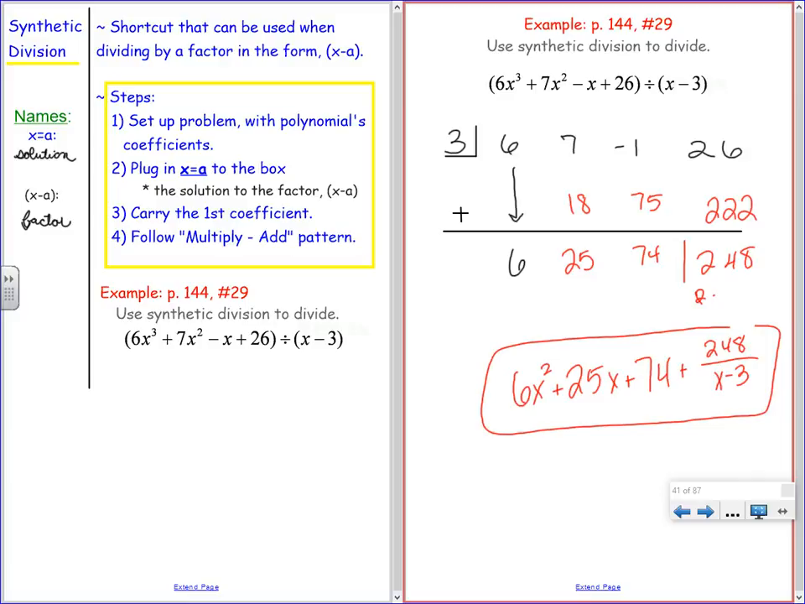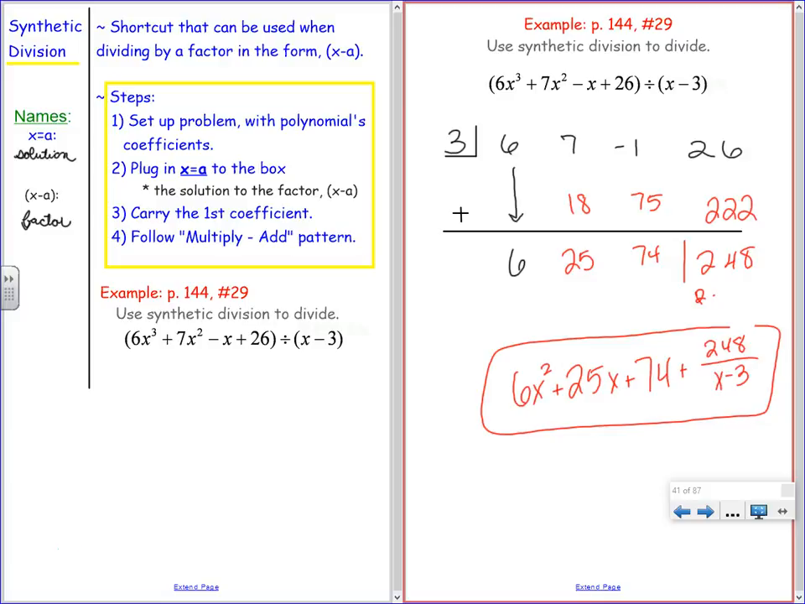Synthetic division is not really useful if you have something like 2x plus 5. Well, you can use it. How could we rewrite 2x plus 5 into the form x minus a? How do we find a? Set it equal to 0. So then x equals negative 5 halves. So a is negative 5 halves. They mean the same thing.